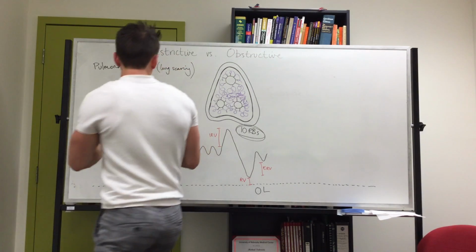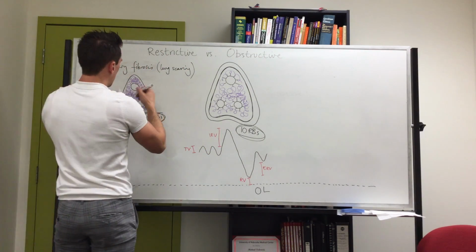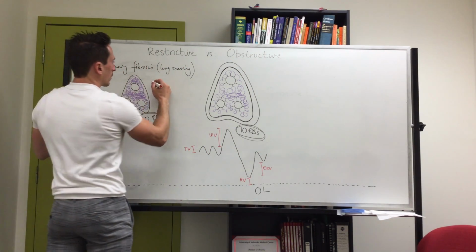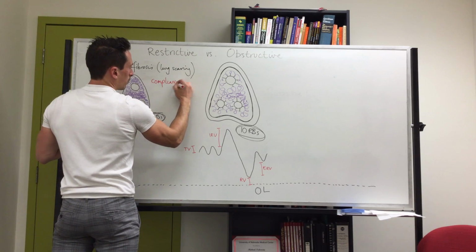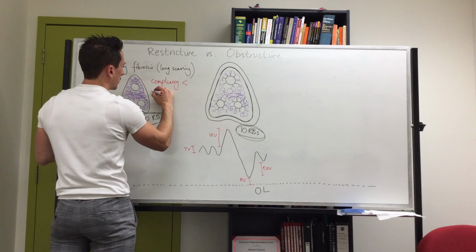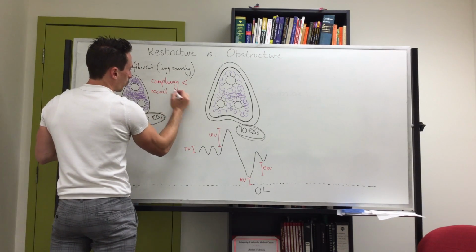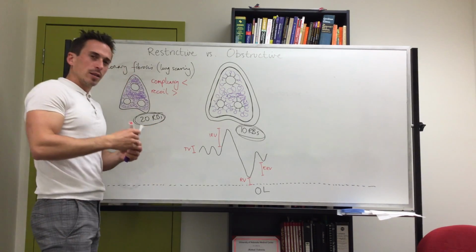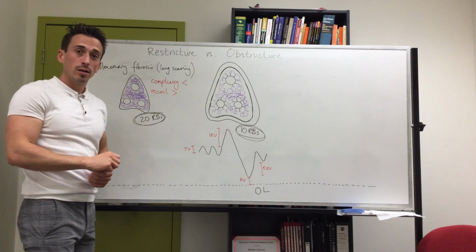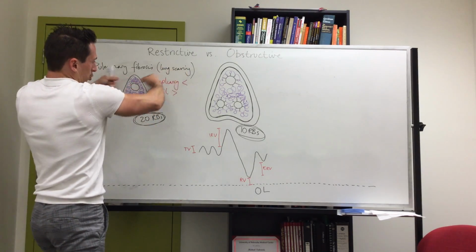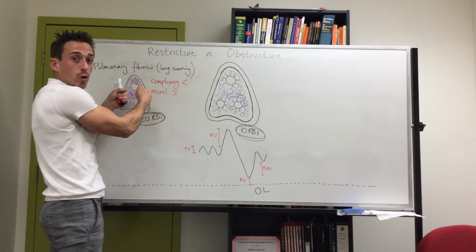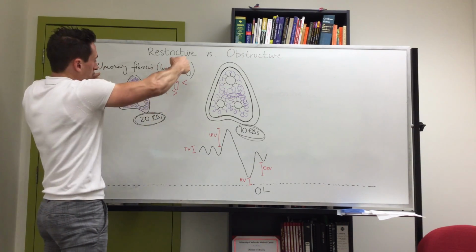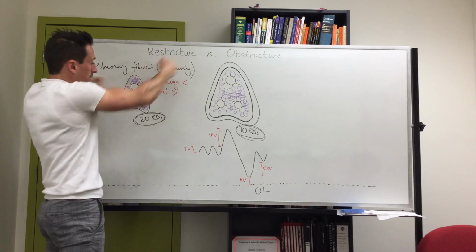Let's write that down. For restrictive diseases, compliancy is decreased and recall has increased. So that's why the lung's smaller, because it's hard to stretch it out, but at rest it's quite tight. It's recalled quite a large amount because of all these fibers that are deposited.